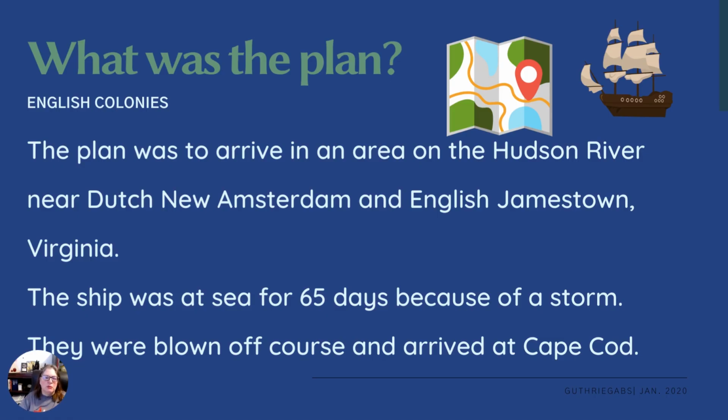All right, so let's talk about those first settlers. All right, what's the plan? The plan was to arrive in an area on the Hudson River. So some background on the people that are coming to settle next. This is the ship, the Mayflower. Okay, perhaps you heard a more modern term for the people, pilgrims, but they never call themselves that.